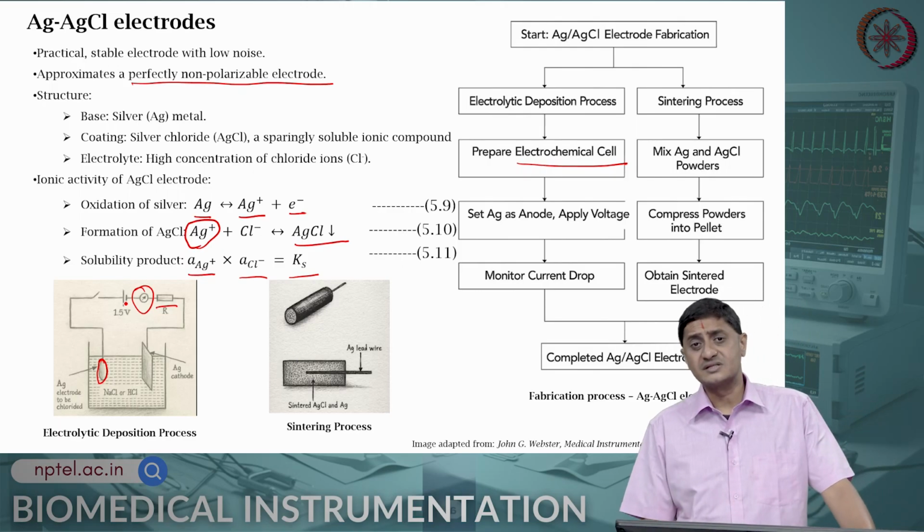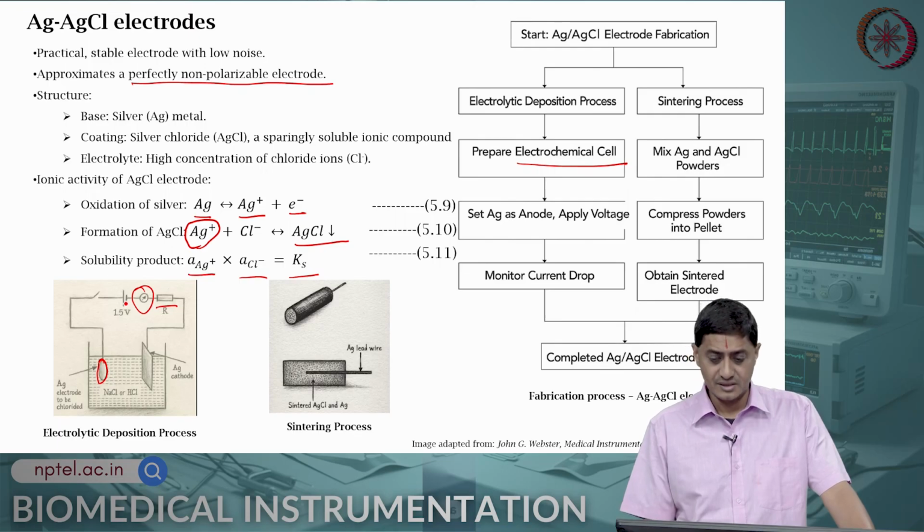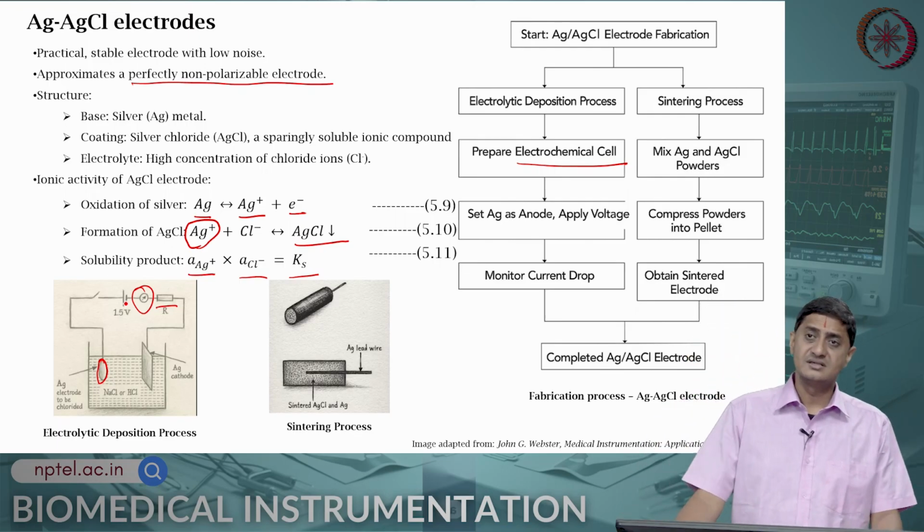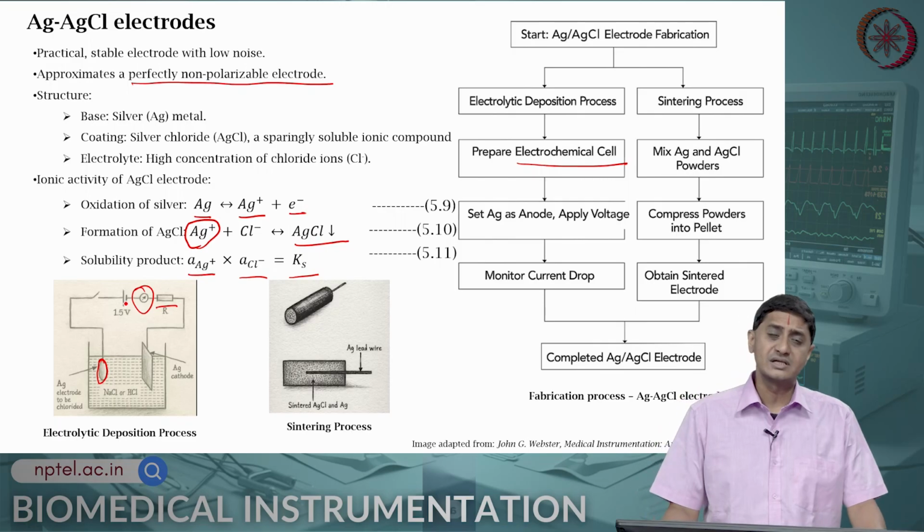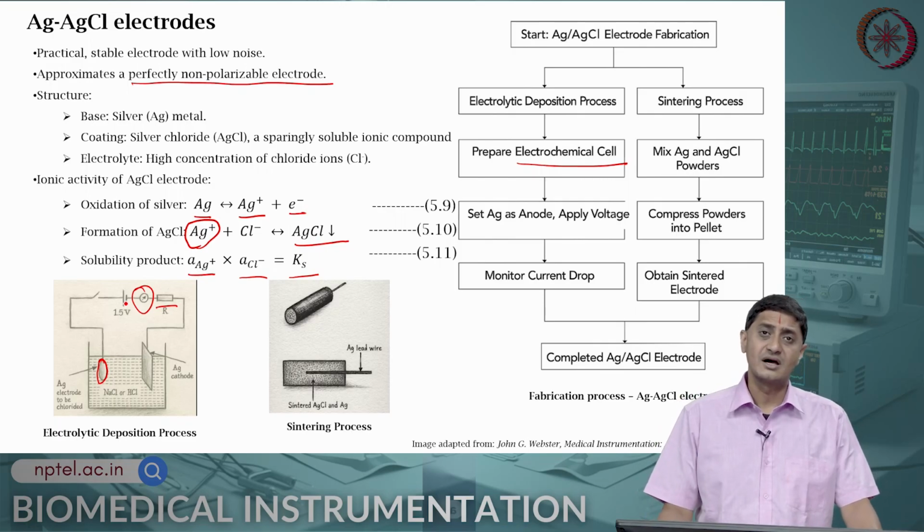The other process, the more practical electrode, more commonly used for long term recording, is the so called sintering process. In this process, silver powder and silver chloride powders are mixed.